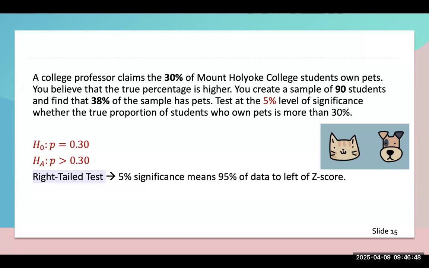Now this is a right-tailed test. This is told to us by the alternative hypothesis. And in the last sentence of the problem, it says test at the 5% level of significance, which means we want to reject the null hypothesis 5% of the time, and 95% of the time we do not reject. So we need a z-score where 95% of the data is to the left of that z-score and 5% of the data is to the right.